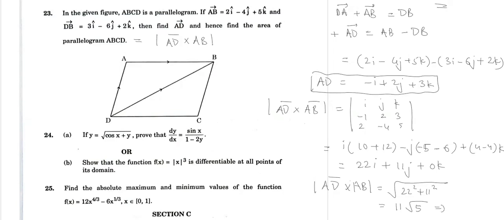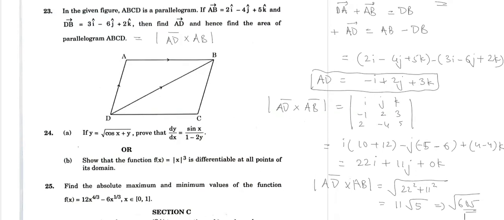11 root 5, or you can write under root of 22 square plus 121, yes, so 484 plus 121, so that is 605. These two are the answers. Okay, so area of the parallelogram will be 11 root 5 or root 605, and AD is minus I plus 2J plus 3K. Okay, let us move to the next question now.